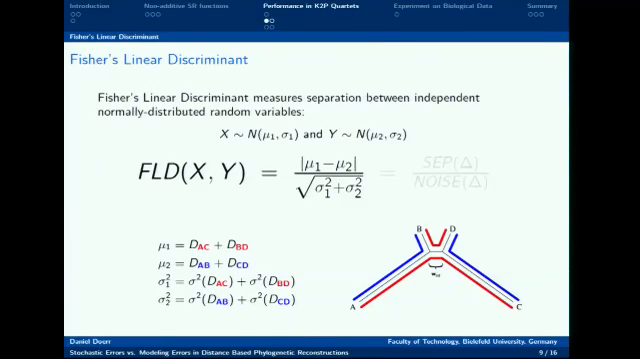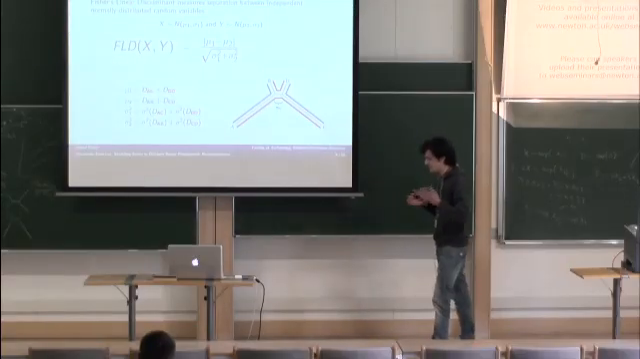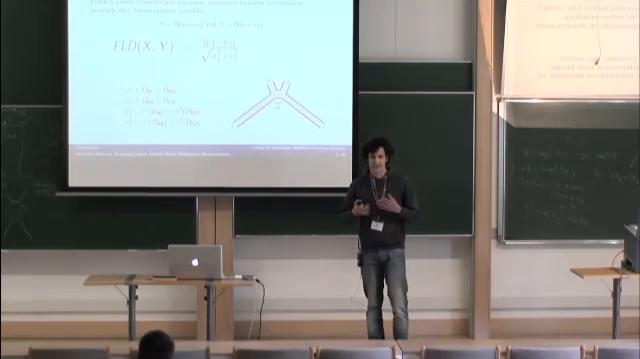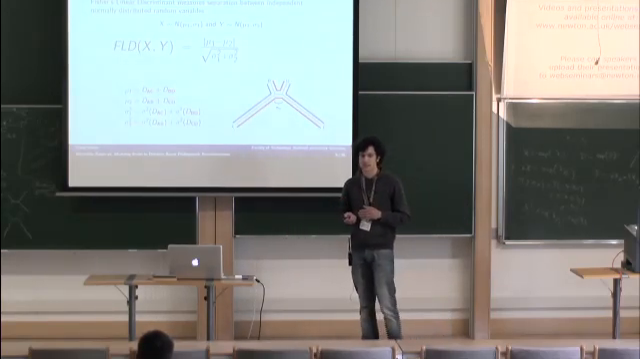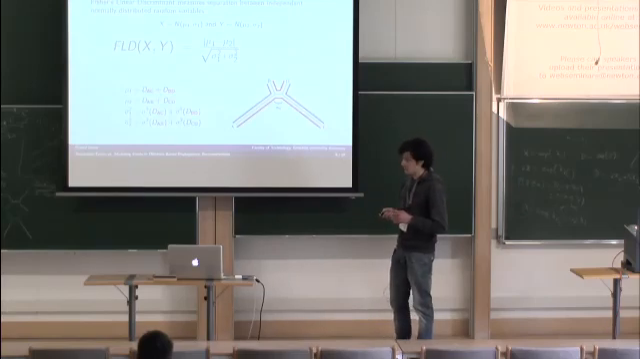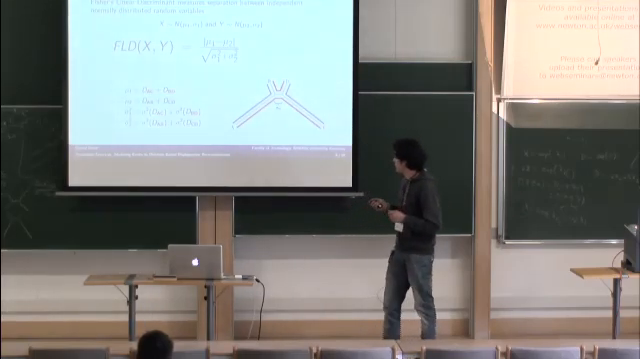So we use the Fisher's linear discriminant in order to predict the performance of non-additive distance functions in homogeneous models. The Fisher's linear discriminant measures the separation between independent normally distributed random variables. We don't have normally distributed random variables, neither are they independent, but it gives a quite accurate estimation of what actually happens in quartets, and that's what I'll show you in an experiment on the next slide.